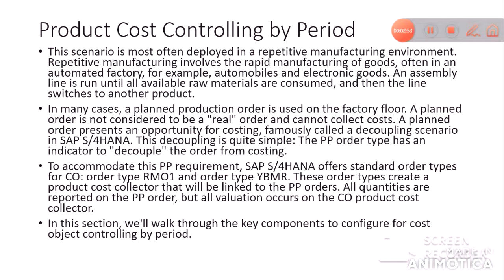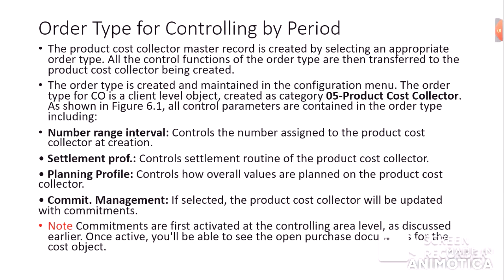So SAP S/4HANA offers standard order types for CO. Order type RM01, order type for controlling by period. The product cost collector master record is created by selecting an appropriate order type. All the control functions of the order type are then transferred to the product cost collector being created.